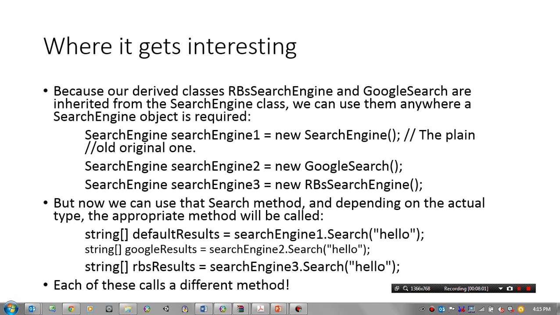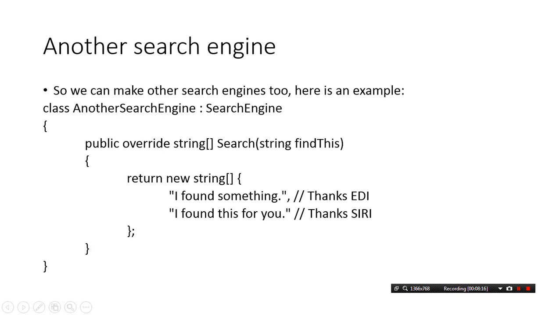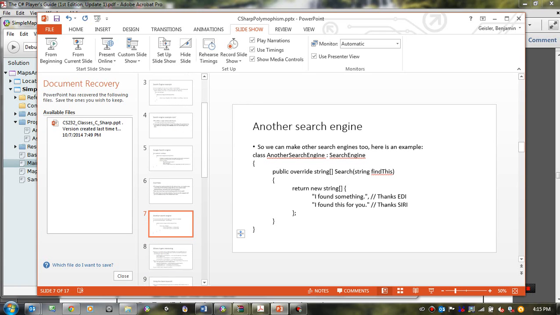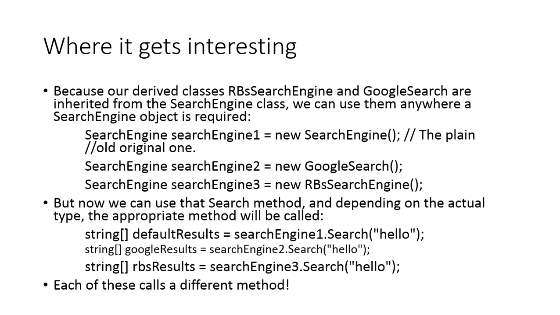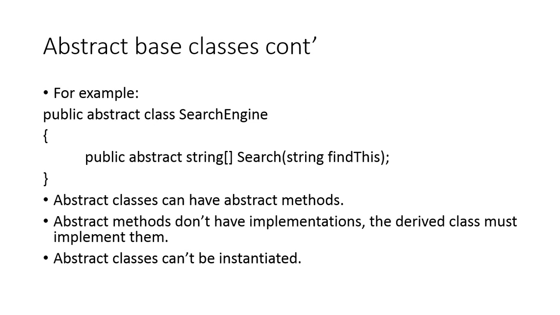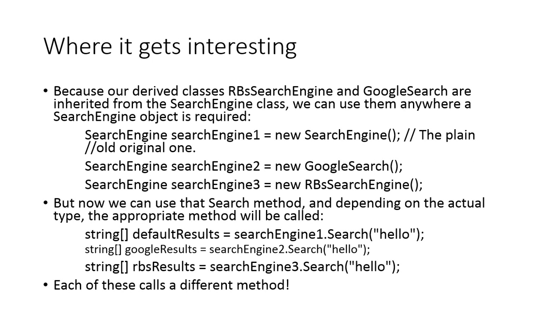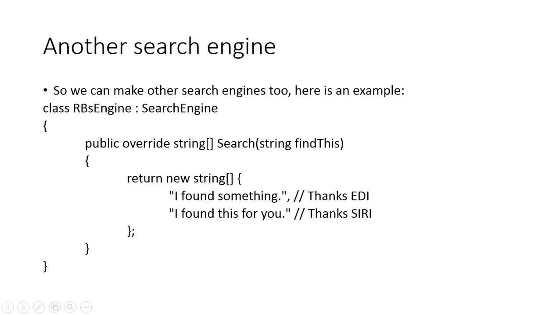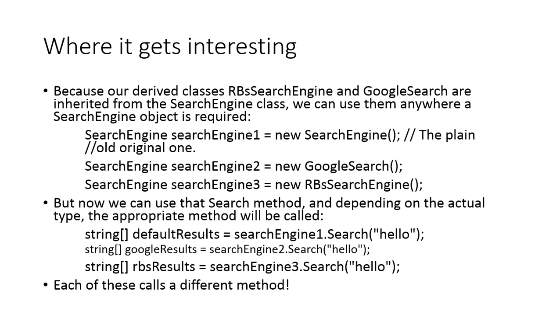So if we say search engine 1.search, we get the results that are provided by the default. If we say search engine 2.search, we get the results provided by the Google search. If we say search engine 3.search, we get the results provided by RB's search engine. RB's search engine in this case is the same thing as another search engine. Actually, I'm going to change that so it makes it totally obvious what I'm trying to do here. This should have been called RB's because this was an example from his book. RB's search engine is the third one, the one that we called another search engine that we've defined from that. And if we call that, we get the results from RB's search engine. In other words, the I found something and I found this for you, being the 2 members of the string array. So it's important to note that each of these calls a different and new method.